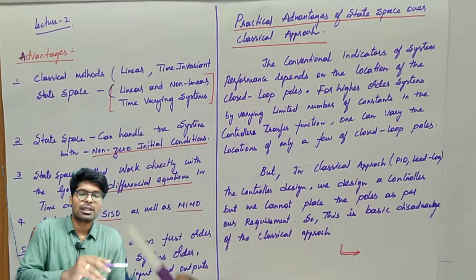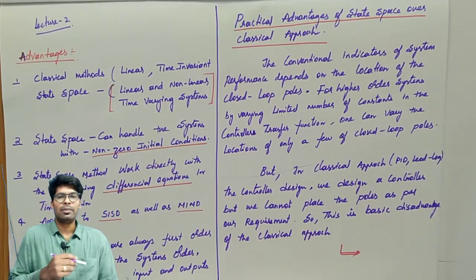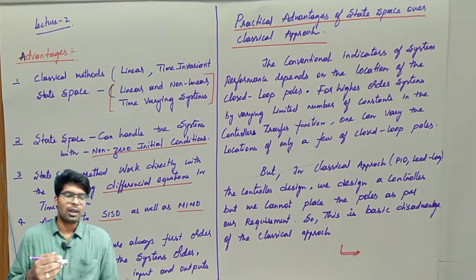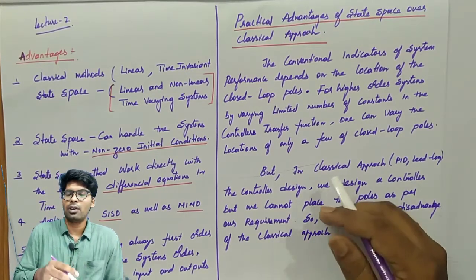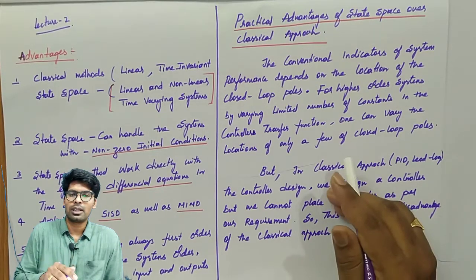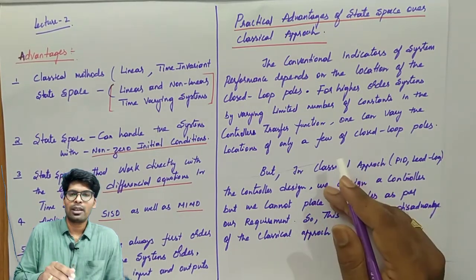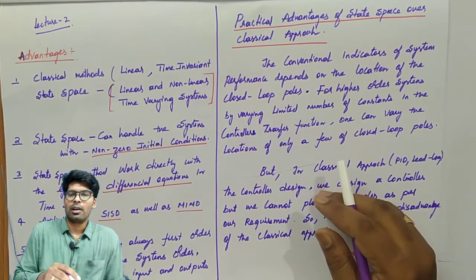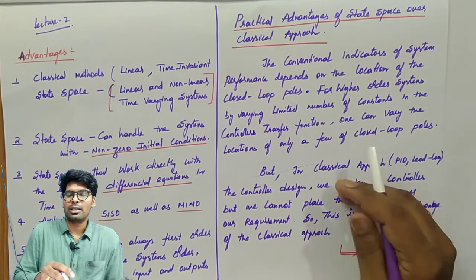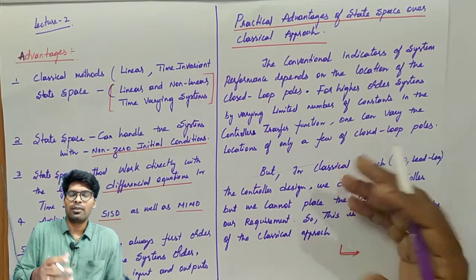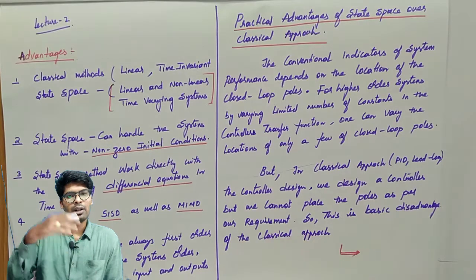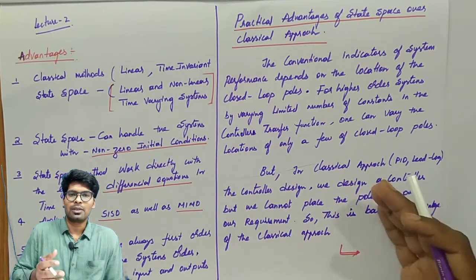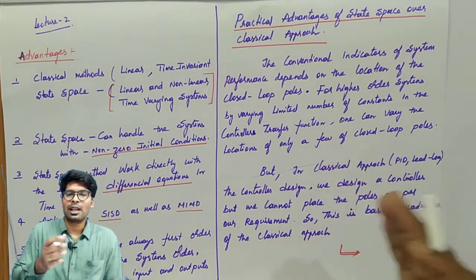Time varying system means, for example, if you drive a bike, initially you have some fuel. After some distance, the fuel changes, so the condition of the bike also changes. That is time varying. Similarly, for an aircraft, after take off, as the fuel changes, the total weight of the aircraft changes. So the initial weight and the weight after some flight differ. That is called a time varying system, and for time varying systems, state space analysis can be done.